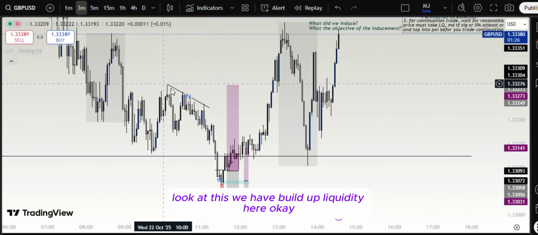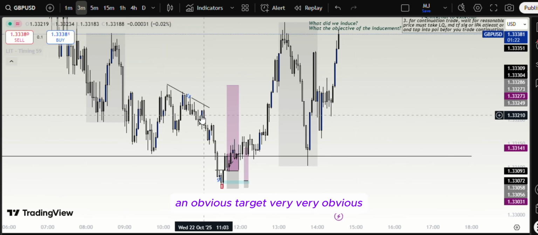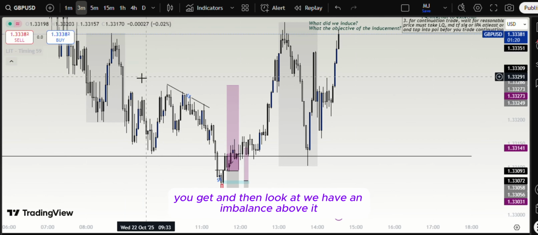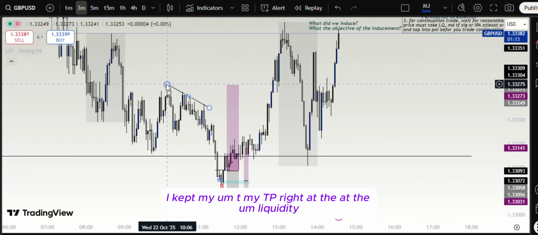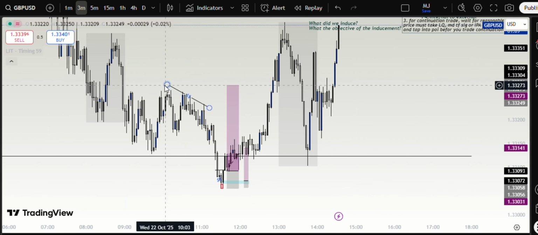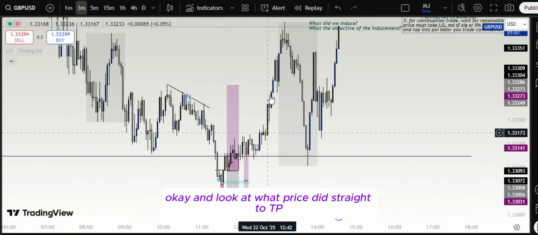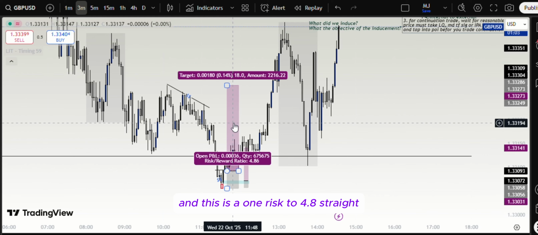Look at this. We have build up liquidity here, okay? An obvious target, very, very obvious. You get, and then look at, we have an imbalance above it also. And immediately I entered, I kept my TP right at the liquidity. Okay, and look at what price did. Straight to TP. And this is a 1:4.8 trade.